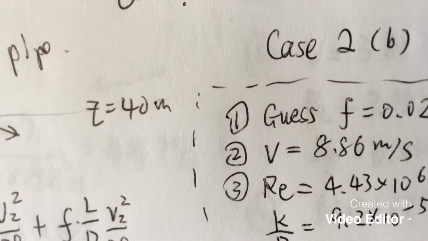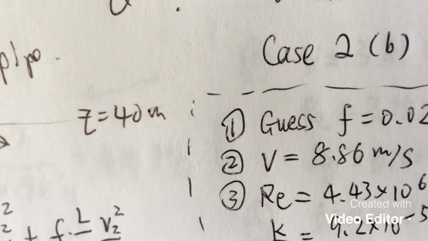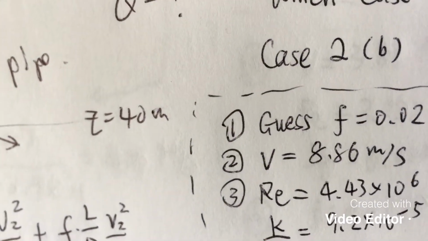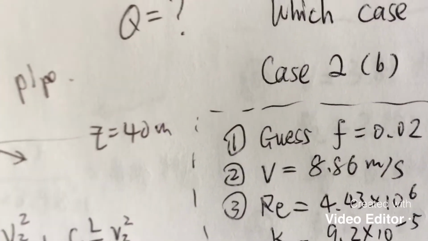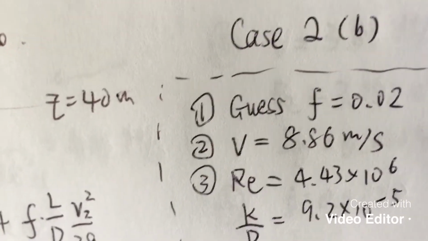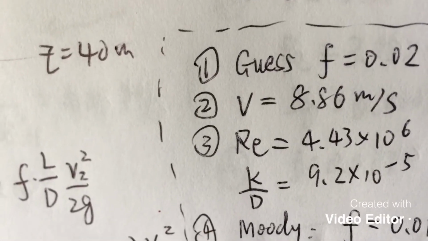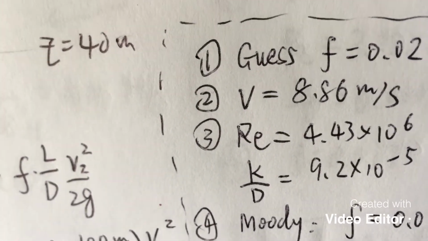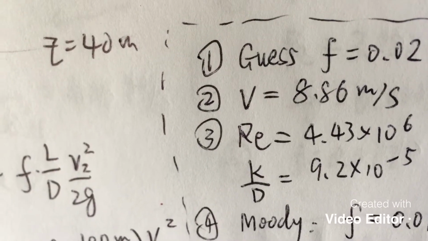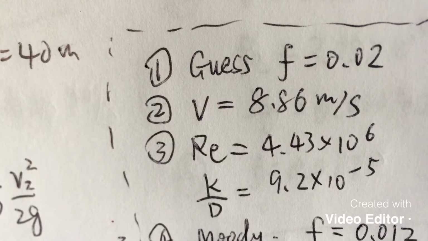If you guess velocity, I totally have no idea. Velocity could be 1 meter per second, could be 100 meter per second, could be 1 inch per second maybe. So you don't know, you have no idea. So F is a little bit easier to guess. Okay, but the initial guess is okay. We're going to iterate, so eventually the good solution will replace the guessed solution, right? So we guess 0.02 for F.